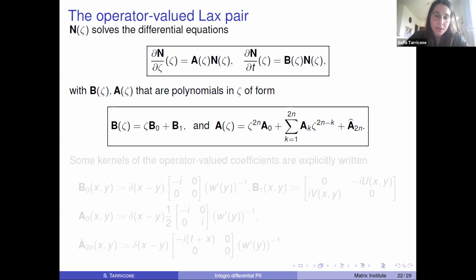Okay, so just to have a look at what the operator valued Lax pair looks like: you have that these two equations have coefficients that are very simple.